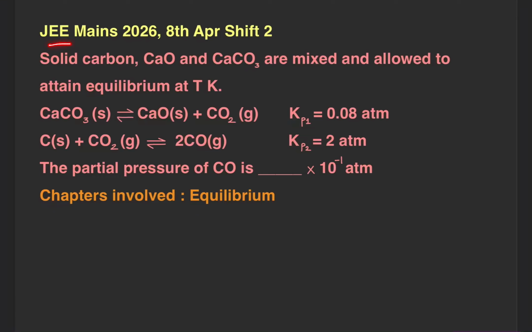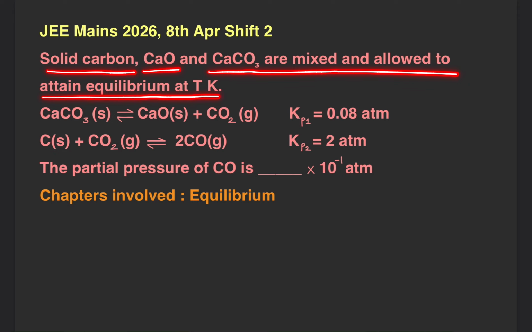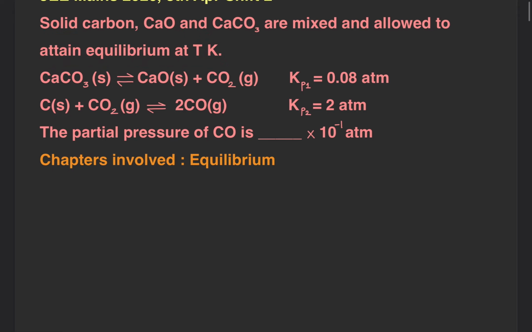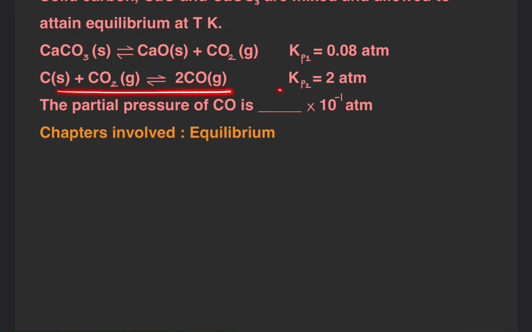Hello everyone. So this is a question from JEE Mains 2026 8th April Shift 2. Solid carbon, calcium oxide and calcium carbonate are mixed and allowed to attain equilibrium at T Kelvin. For this reaction the Kp1 is 0.08 atm. For this reaction Kp2 is 2 atmosphere. The partial pressure of carbon monoxide is dash into 10 power minus 1 atm. So this is what we are supposed to calculate, and the chapter involved is equilibrium.